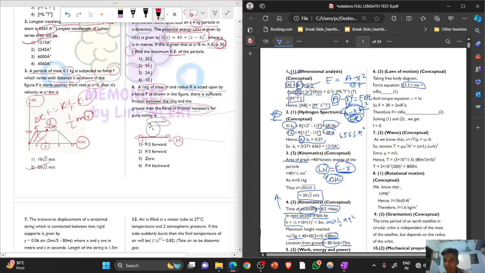F equals MA, and you know acceleration you can calculate in the case of pure rolling, that is equal to R alpha. And now the torque equation, torque equals I alpha. You can calculate the I about the axis.